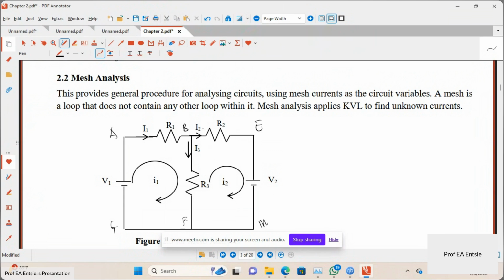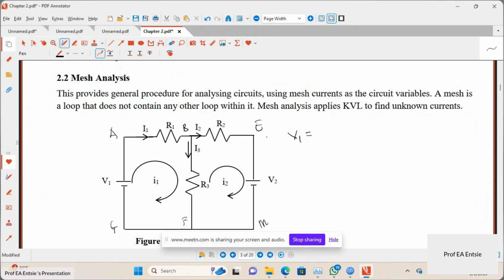So how do you write the equations for this? We use the same idea. I1 enters the negative terminal of the source voltage V1 and leaves from the positive terminal. So where it leaves is positive V1. It should be equal to the voltage drop across resistor 1, but with the current I've assigned for this whole loop.